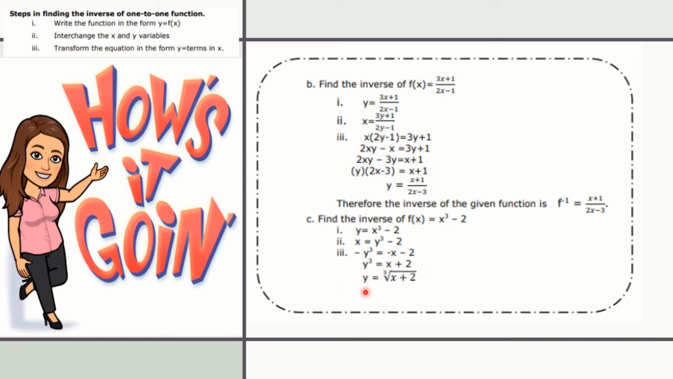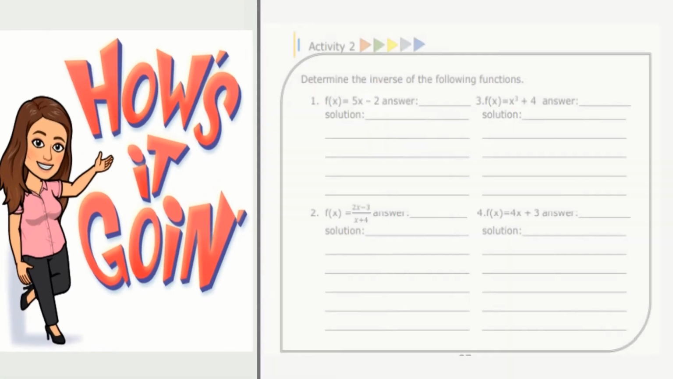And then getting the cube root, we have y equals the cube root of x squared plus 2. Therefore, the inverse of the given function is the cube root of x squared plus 2. I hope you got that right, but if it isn't sinking in yet, you can pause the video and watch how examples A, B, and C are explained before you go on to the next activity.